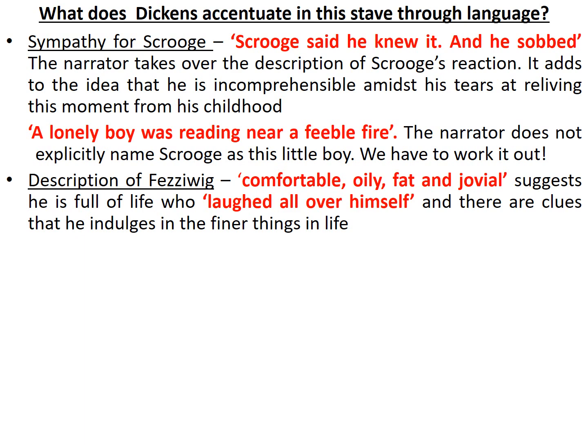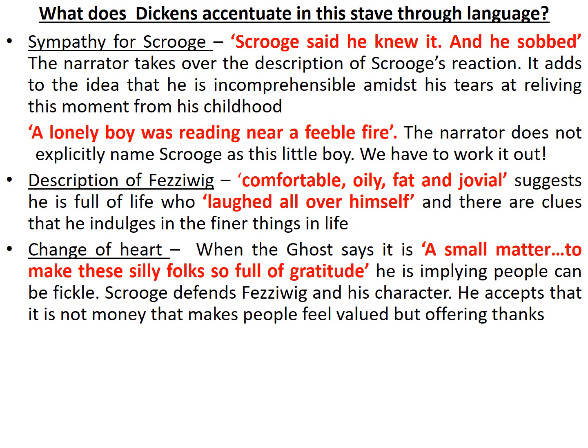The most important moment in this stave is the change of heart. When the ghost of Christmas past plays around with Scrooge and says, yeah, it's a small matter to make these silly folks so full of gratitude. The ghost is implying that people are stupid and can be fickle, but Scrooge defends Fezziwig and his character. He accepts that it's not money that makes people feel valued, but offering thanks to them. That's a direct contrast to how he's treated Bob Cratchit in Stave 1.